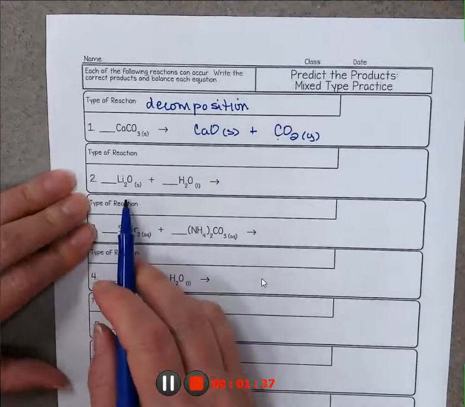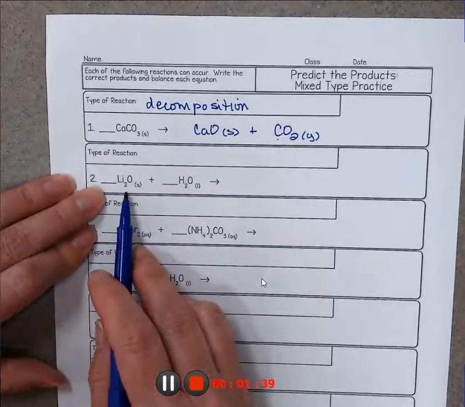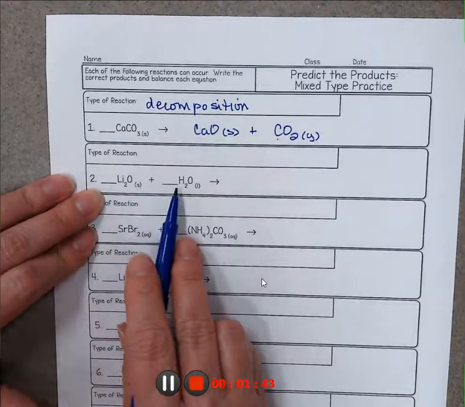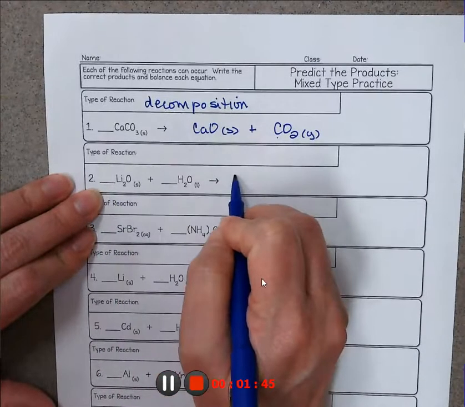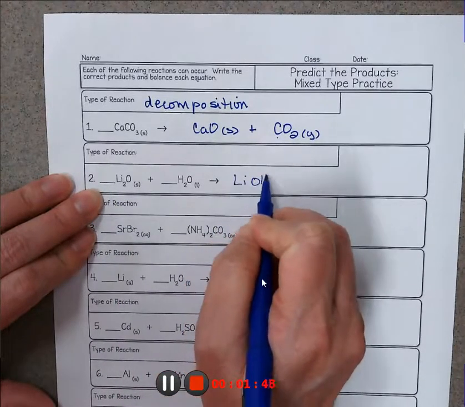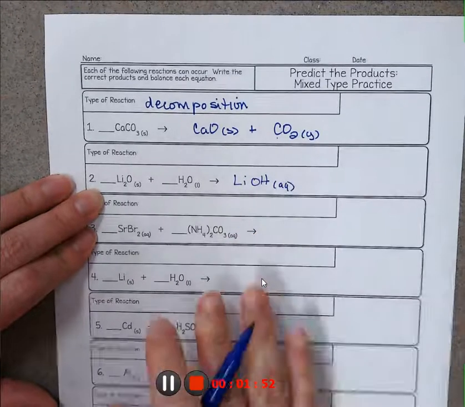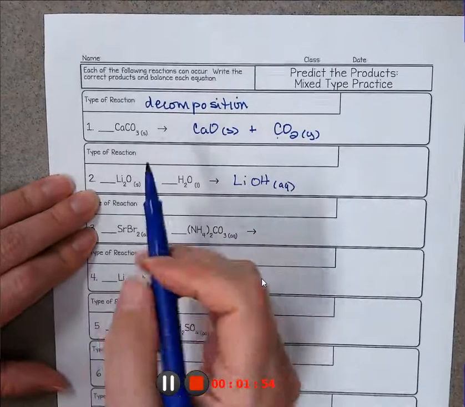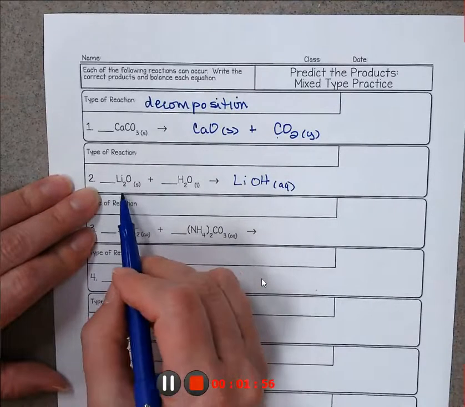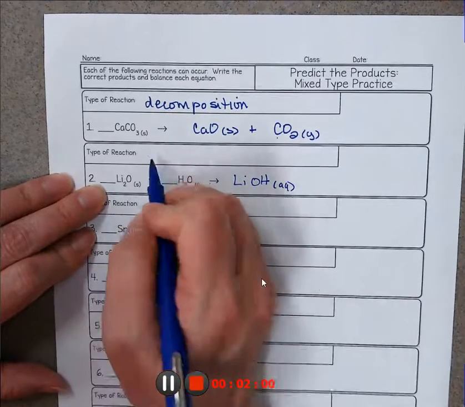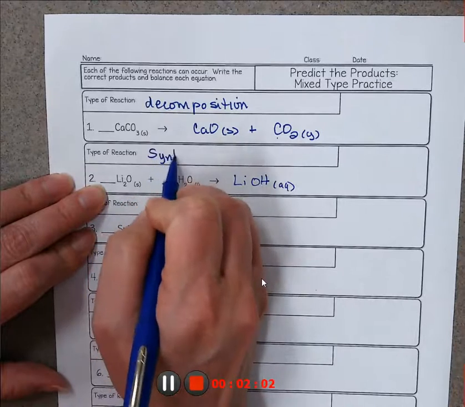Okay. Here we have lithium hydroxide in water. A metal oxide in water will end up producing a metal base, which is called lithium hydroxide, and this is soluble. And this type of reaction ends up being one that produces one product, so it's synthesis.